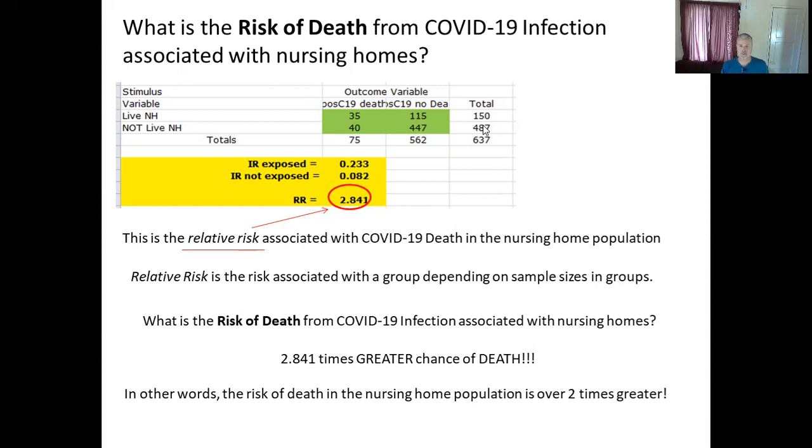Look over here in our totals, 487 individuals versus 150. The relative risk computation removes that potential bias. So it says here that there is a 2.841 times greater chance of death living in a nursing home if you test positive for COVID-19. In other words, more than 2 times greater chance, almost 3 times greater chance.